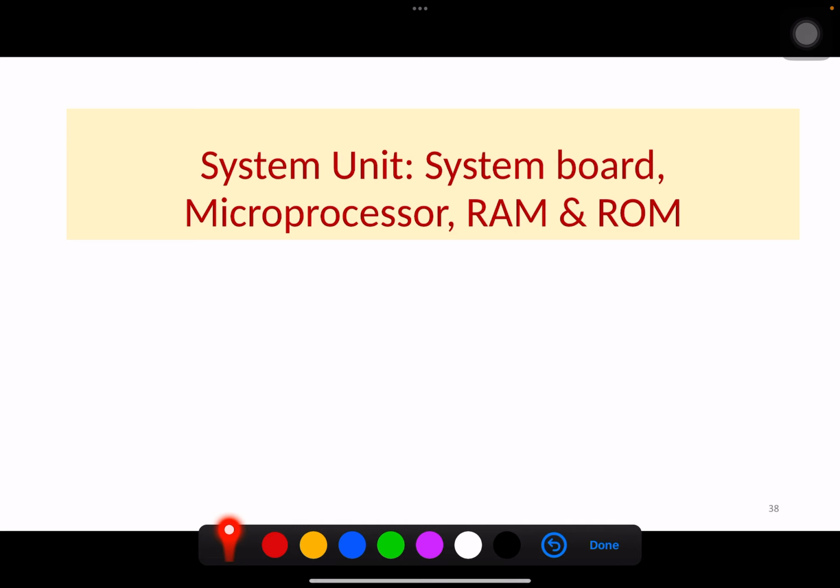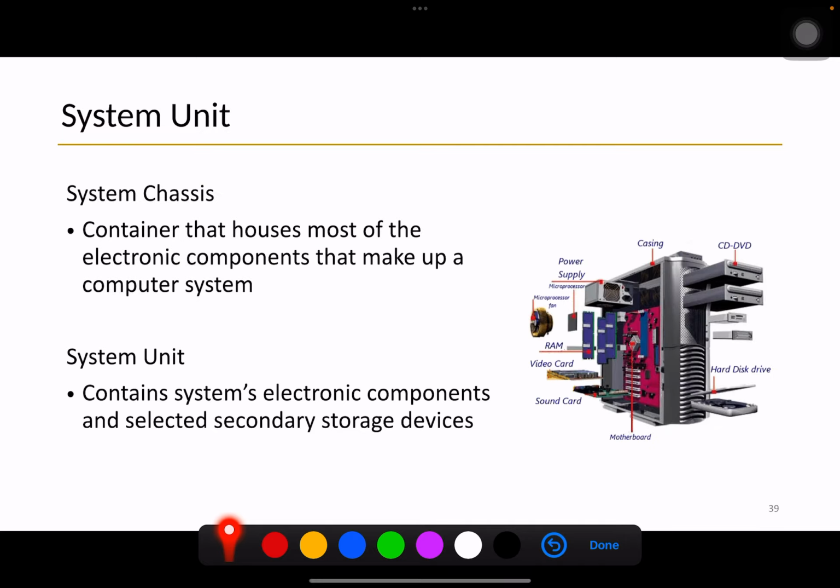Next, we move on to the second topic in this video: system unit, system board, microprocessor, RAM and ROM. We are going to explore the things that reside in our computer. These are the system unit, which consists of the system chassis and the system unit. What is the system chassis? The chassis is the container, the thing where all the components of the computer are housed.